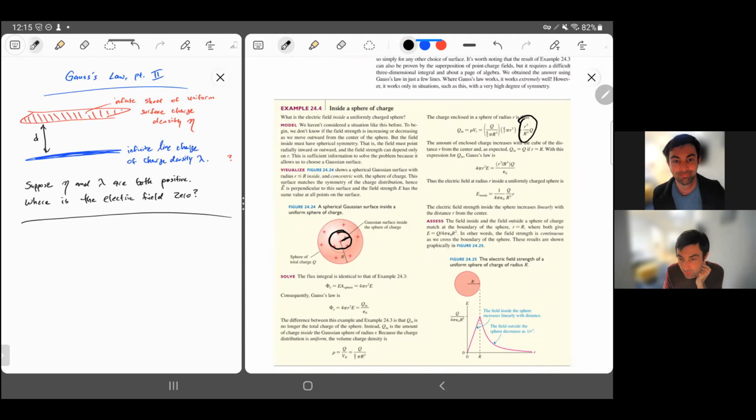And so when you plug that into Gauss's law and then get the final result, you get that the electric field actually increases linearly proportional to r until you get to a maximum value, the value of the electric field right at the surface, and then afterward it's kQ over r squared.